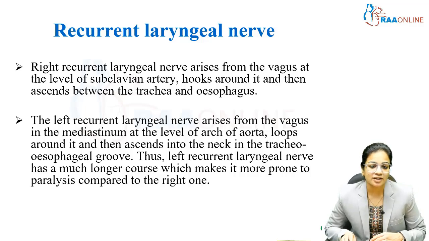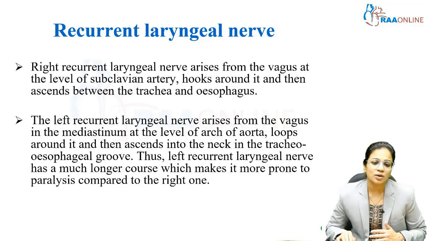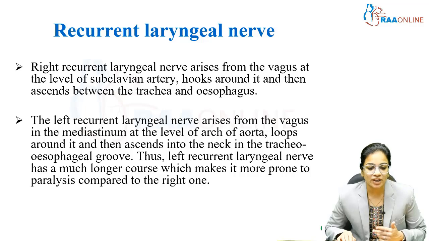Why is it called the recurrent laryngeal nerve? Because it arises at the level of the thorax and then rises up to the larynx. The right and the left recurrent laryngeal nerves have different courses, which we also mentioned earlier. The right recurrent laryngeal nerve hooks around the subclavian artery, whereas the left goes around the arch of the aorta. So if there are any lesions near the heart or near the aorta, or any aneurysms or atrial enlargement, everything can cause compression of the left recurrent laryngeal nerve.